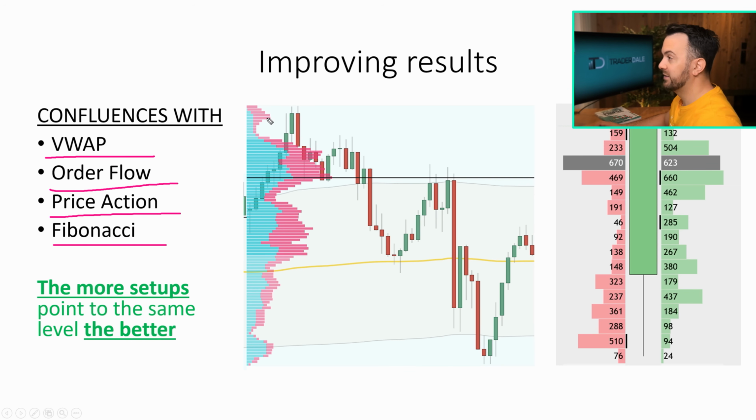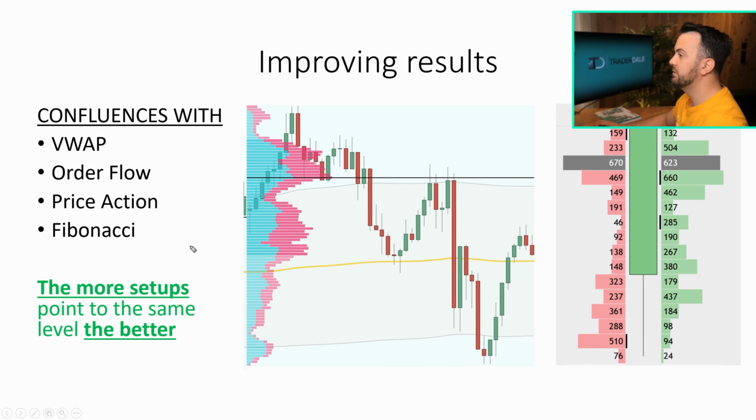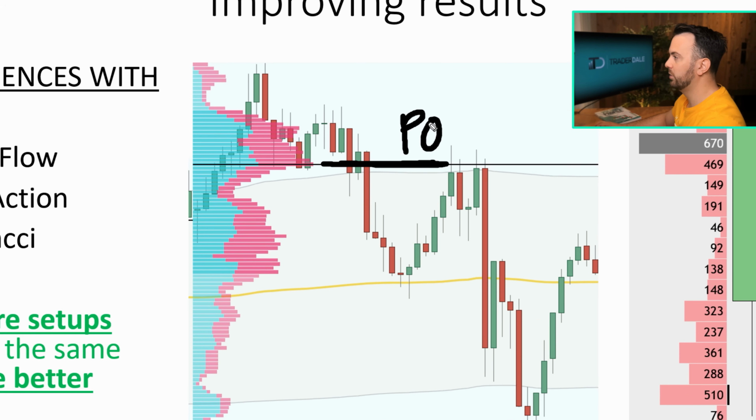So to give you just one example, if you take a look at this picture here, then you have the daily profile here, and this is the point of control. In this case, it's not perfect because at this place, the daily profile is not formed yet, but it nicely demonstrates the confluences. So here is the point of control line, and at the same time, you can notice that there's this gray line. That means that there's first deviation of weekly VWAP. Okay, so we have confluence with VWAP because it's very close to the point of control.